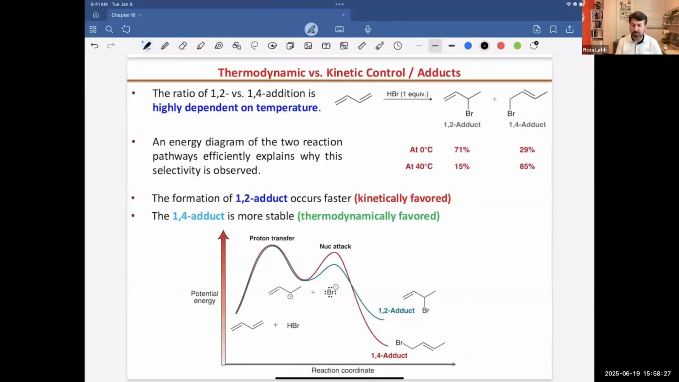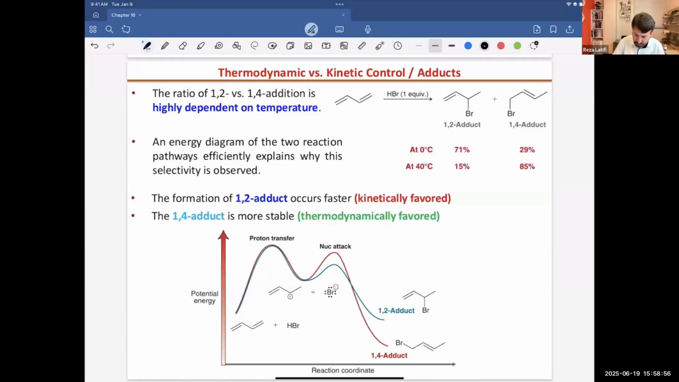Now, I said it depends on the temperature of the reaction. The product that you will get, the ratio, will be different. If you increase the temperature, one of the products will be favored, and as you see, the 1,4 will be favored over 1,2. Let's go after those and understand why we get a different ratio between them.